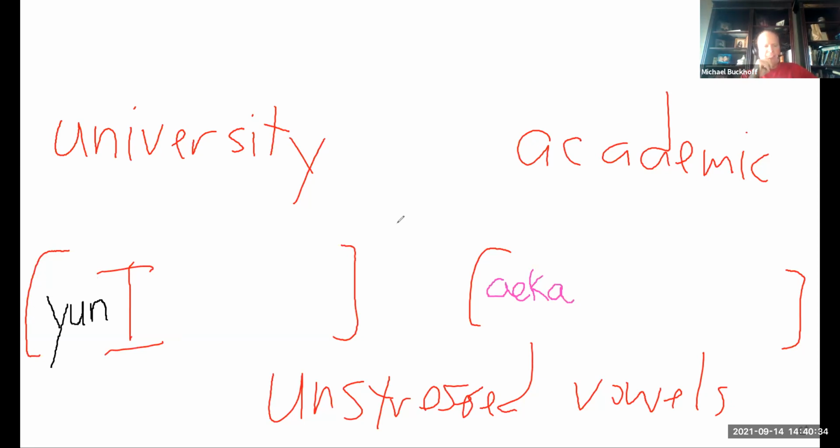Univer, okay, I can see that. And I'm going to put underneath it, this is what I was saying there, the schwa, but I could see the big I, university, versity, or versity.